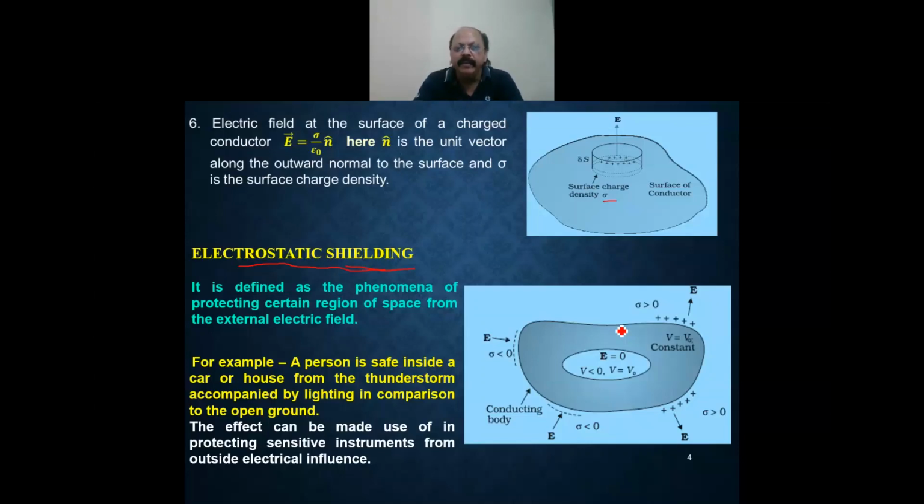So that's why a person is safe inside the car or house when lightning falls onto the car or house. That process is known as electrostatic shielding, and this concept is used for protecting very sensitive instruments in laboratories.